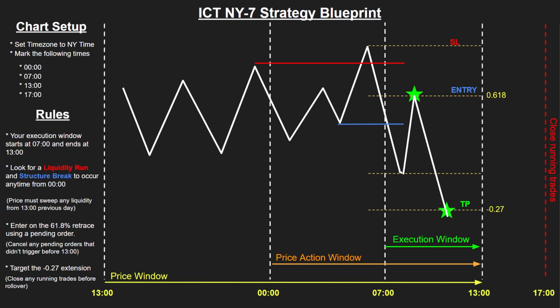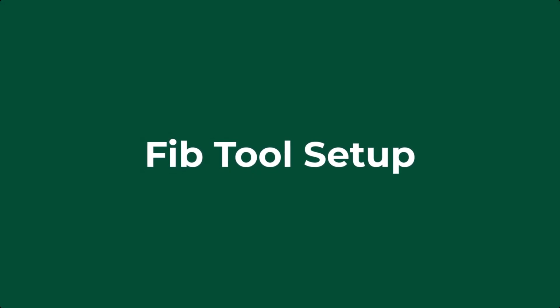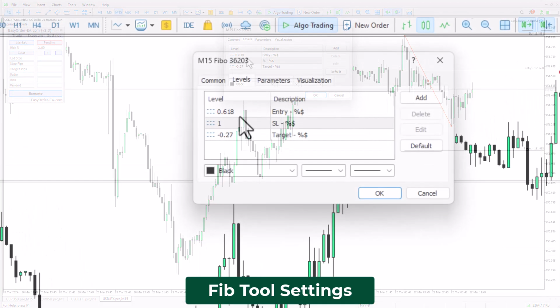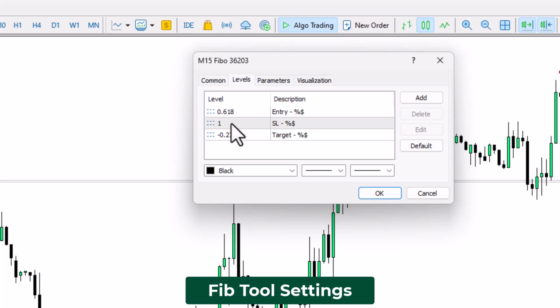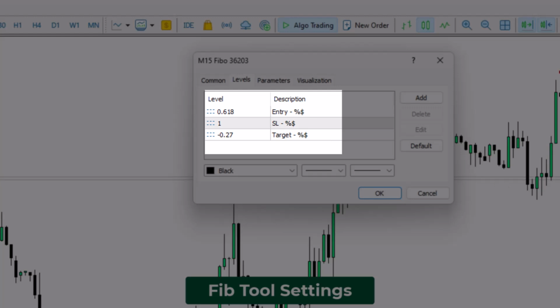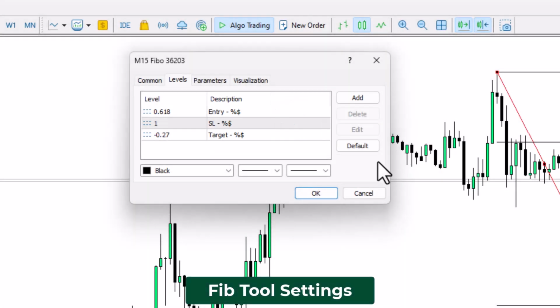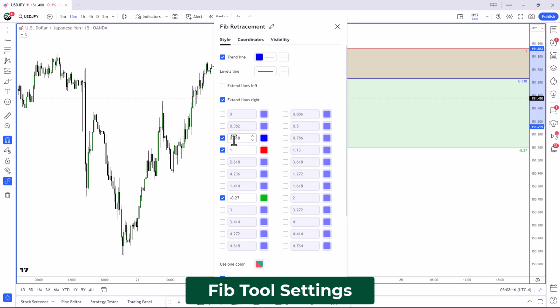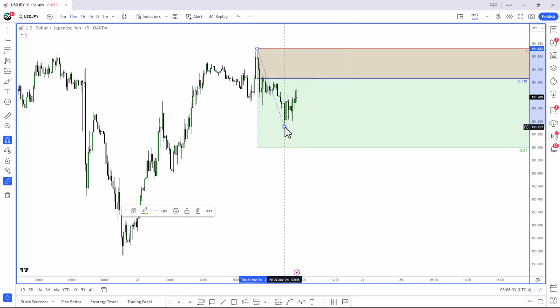Alright, now that you know how the strategy works, let's take a look at a few chart examples. First, let's quickly take a look at how to set up the fib tool. To set this up on MetaTrader is super simple. You will obviously use your fib tool and you will need to go to the properties and set these three levels. The 0.618, the 1 and the minus 0.27. I also add this info in the description, which allows the fib tool to display the exact levels to make it easier for me to place my trades. And to set it up on TradingView, again, you will use your fib tool. You will use the exact same three levels, the 0.618, the 1 and manually add the minus 0.27. I also added a bit of background and this is how it should look once it is set up.